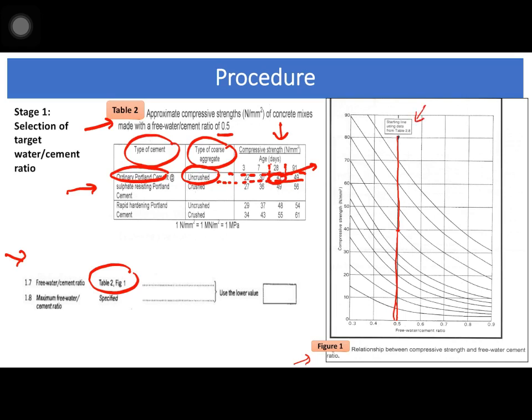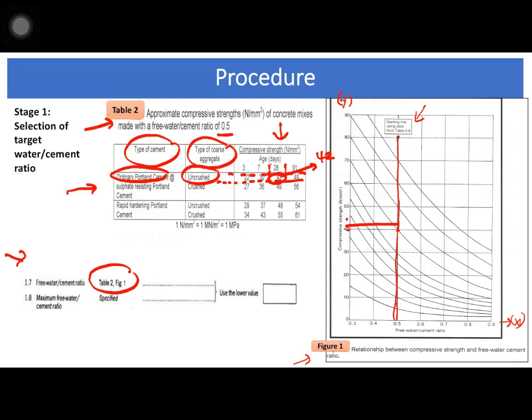So here is the compressive strength. Okay, the x-axis is the water cement ratio and the y-axis is the compressive strength. So now you need to plot this 42. So this is 40 and let's say this is 45 and this is the 42. So this 42 goes to this datum line. So you need to plot the abscissa curve.